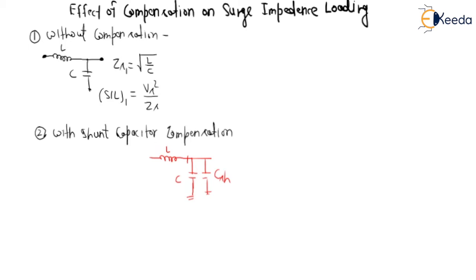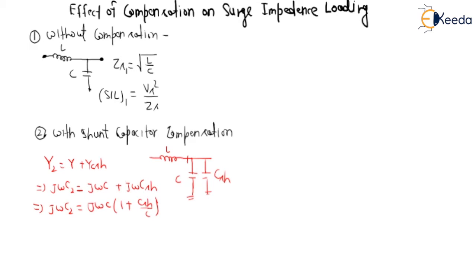Now we know that the value of Zs is equal to under root L upon C. The compensation is happening in the shunt, so now we will update the shunt. Y2 will be equal to Y of system plus Y of CSH. So Y2 means j omega C2 is equal to j omega C plus j omega CSH. Now j omega C2 is equal to j omega C, taking common, 1 plus CSH upon C. So j omega cancels out.